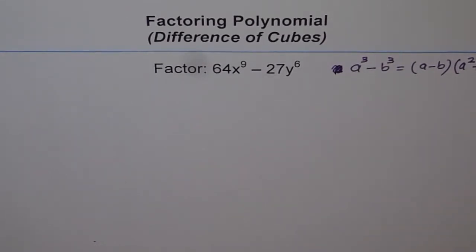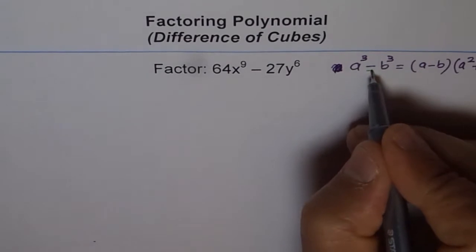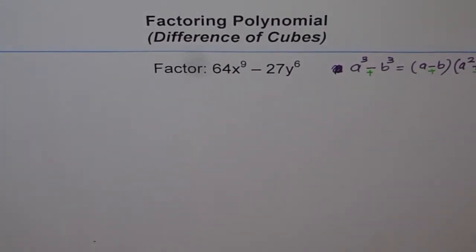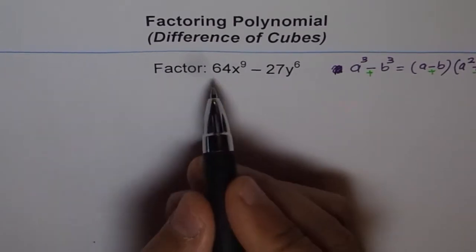Remember that if it is plus here, then this remains plus and that becomes minus. This is a similar formula, correct? So we are going to use this formula to factor 64x to the power of 9 minus 27y to the power of 6. Now look at it like this.